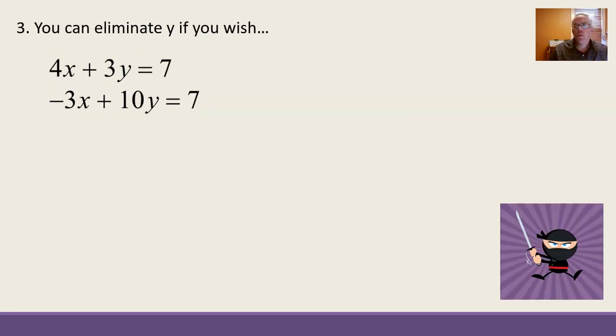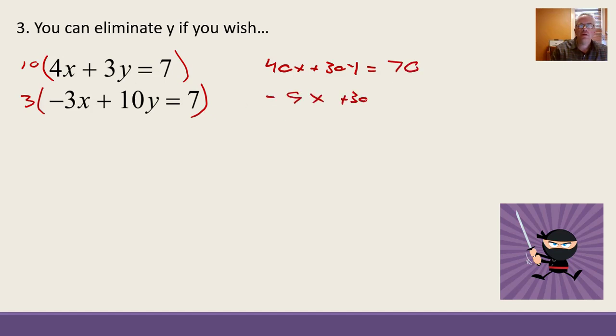Sometimes you can eliminate y if you want to. So I just wanted to do one here where we eliminated y. The coefficient of y here is 3. So we're going to multiply the second equation by 3. The coefficient of y here is 10. So we're going to multiply the first one by 10. We should see that the y terms are equal this time. So we get 40x plus 30y equals 70. Negative 9x plus 30y equals 21.